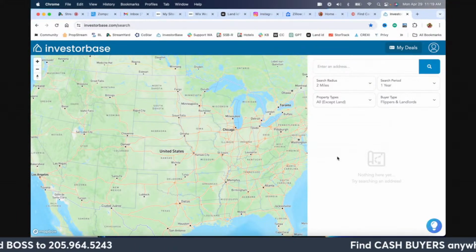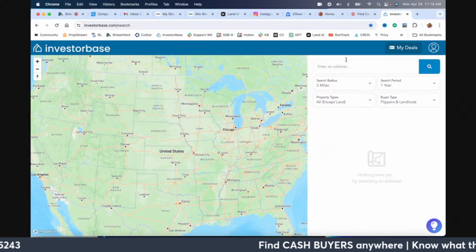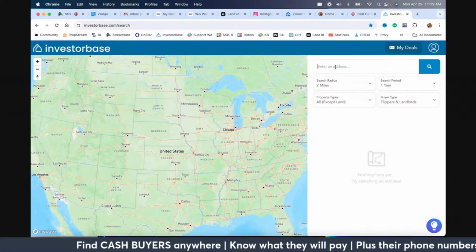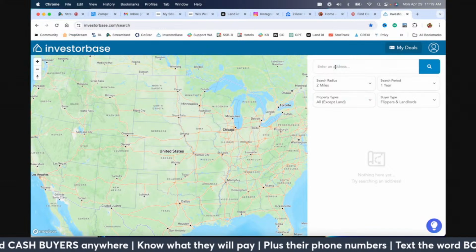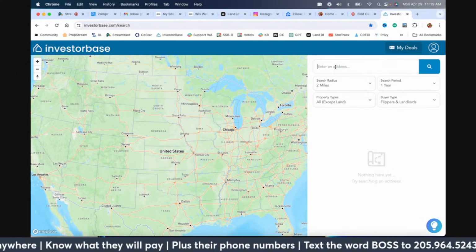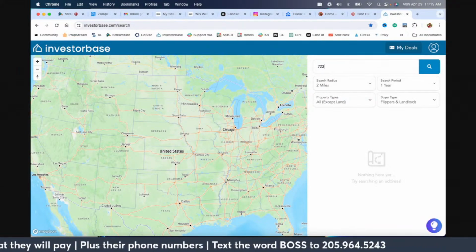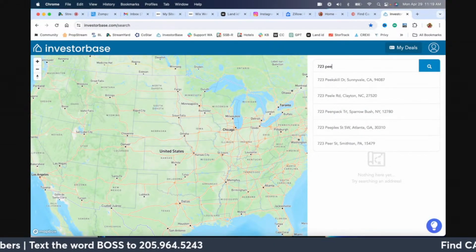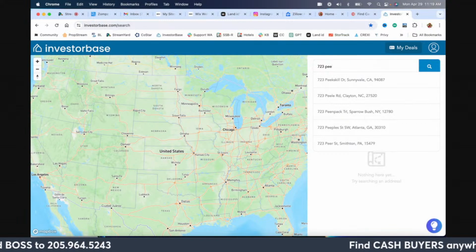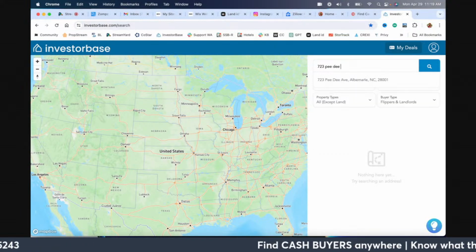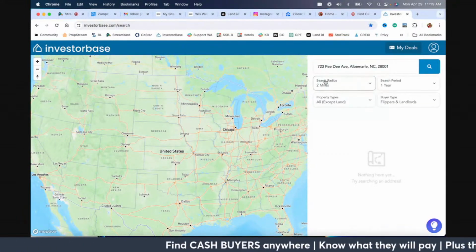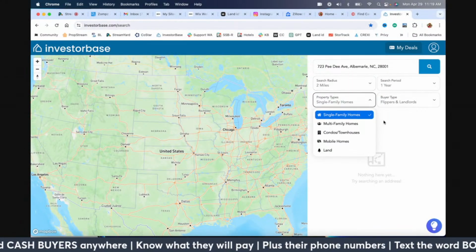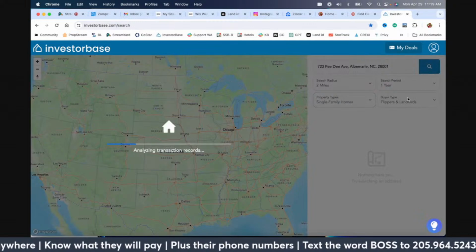Okay, next one is Ricky Knotts. What's up, Flip? I have this property under contract for $125K. Can you check to see if I'm right with the numbers? The address is 723 PD Avenue. So P-E-E-D-E-E. One word? 2 words. Okay. North Carolina. Okay. All right. So we're going to go with single family, 2-mile radius, and 1 year and flippers.